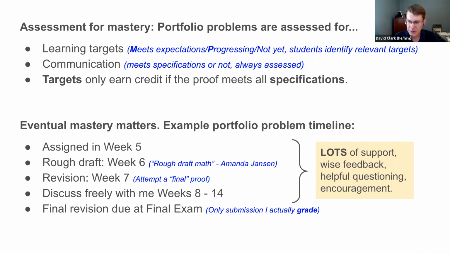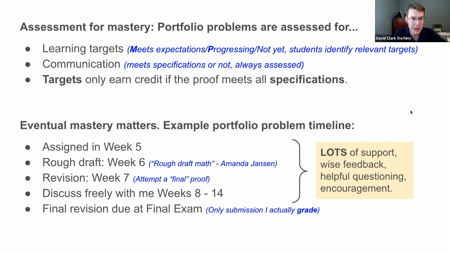So here's an example of how this works in terms of multiple opportunities to demonstrate mastery and eventual mastery mattering. So there are 10 portfolio problems. I assign them. I don't ask students to assemble their own portfolio. I assign the problems that will go into it. And let's say we just finished a topic in week 5, and I might assign a portfolio proof and say, okay, go work on this now.